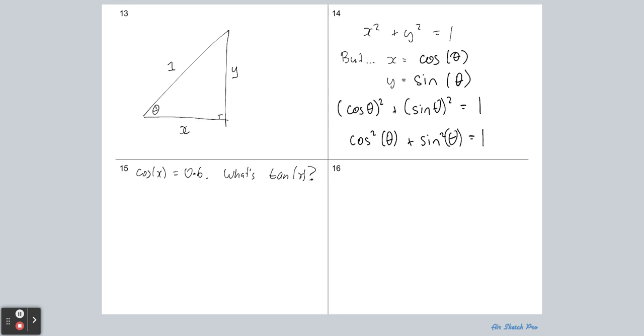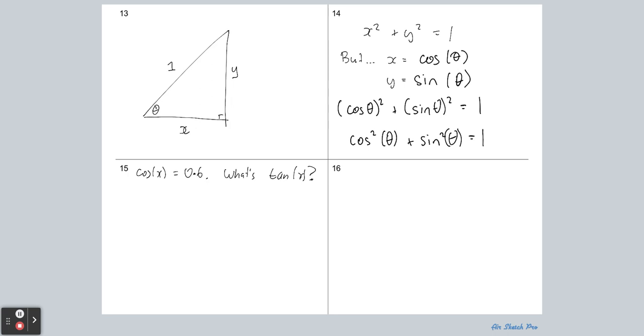Cosine of x is equal to 0.6. What is tan of x? So, step number 1. Let's work backwards a bit. To work out tan x, I need to know what sine x is because tan is sine over cos. So what I do first of all is I use, by the way, this is called the Pythagorean identity, because it comes from Pythagoras' theorem.